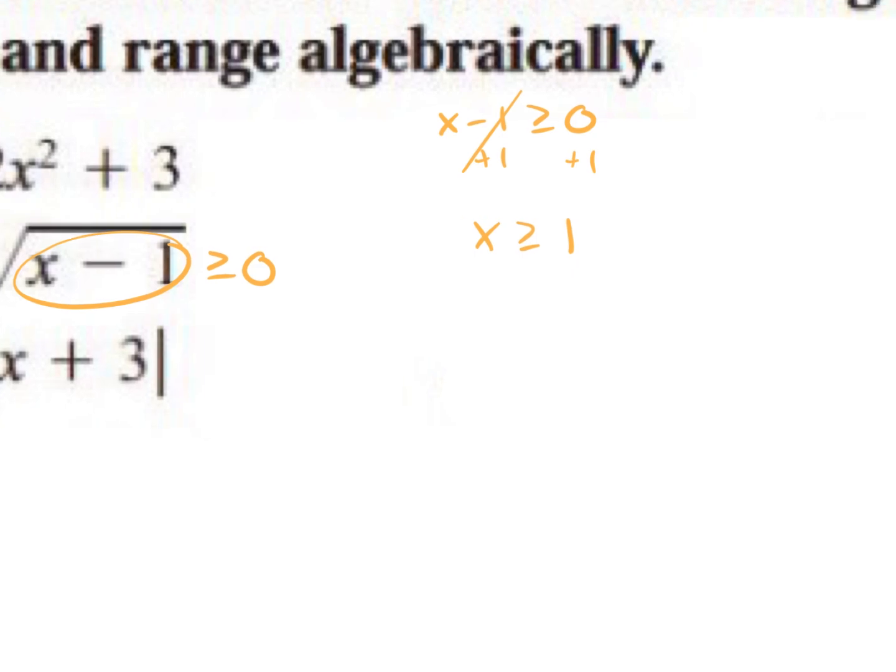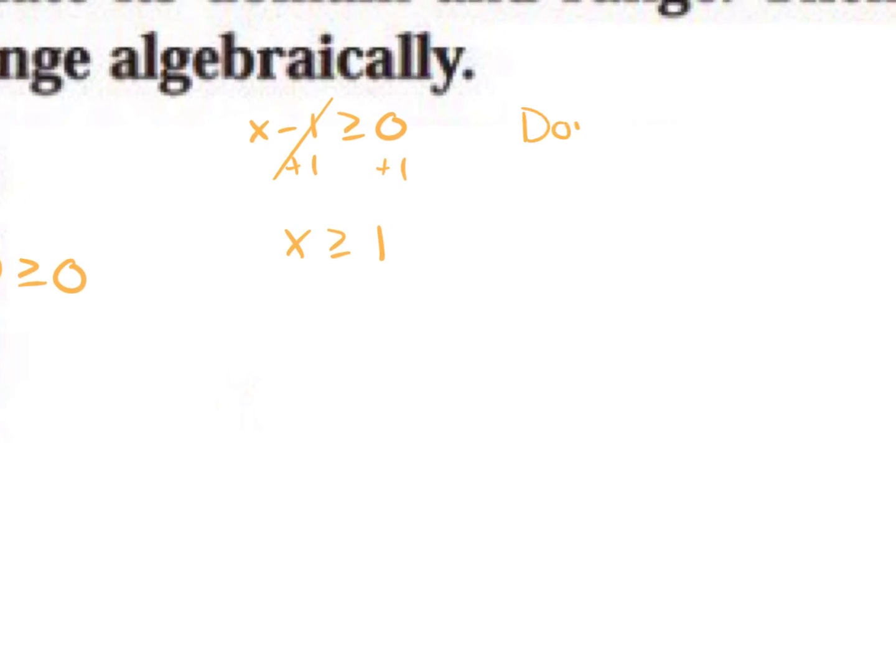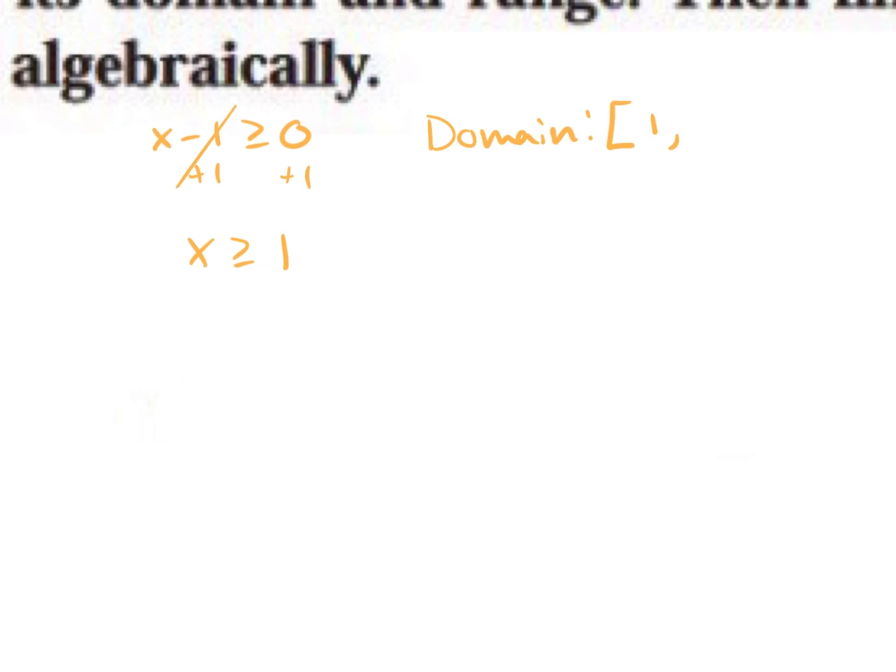How would I write that as the domain? What's our smallest x value? 1, awesome. Bracket 1, because it's greater than or equal to. What's our largest x value? Infinity.